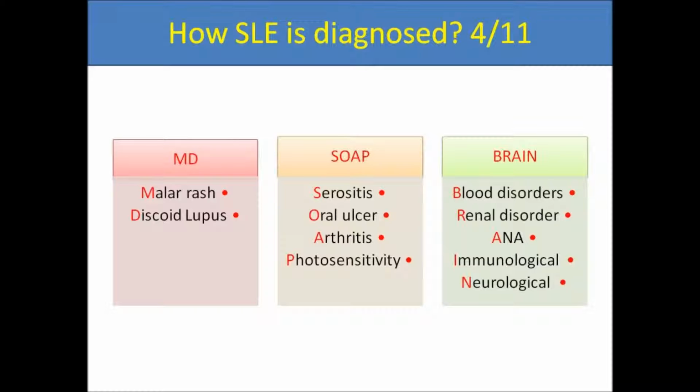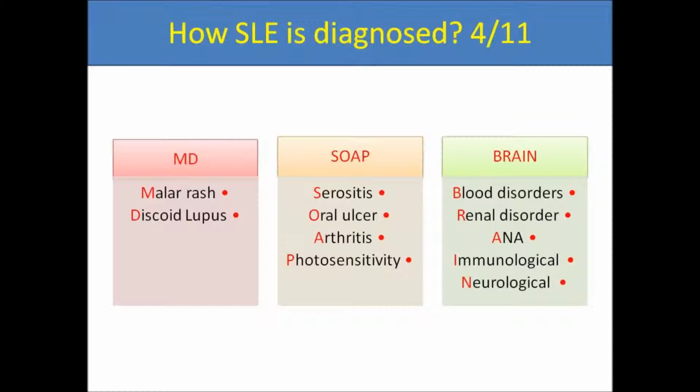In brain, the B for blood disorders, R for renal disorders, A for anti-nuclear antibody titer, it has a specific entity in this criteria, the I for immunological disorders, and the N for neurological disorders. And we will go into details of each one of these points later. I'm just telling you that you can diagnose SLE from history and physical examination alone.